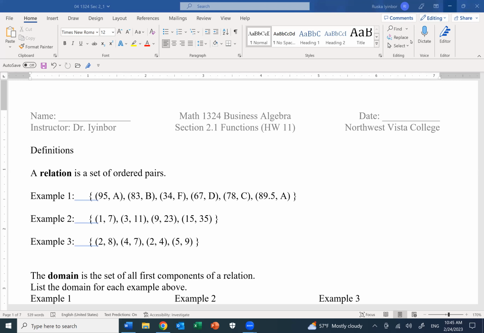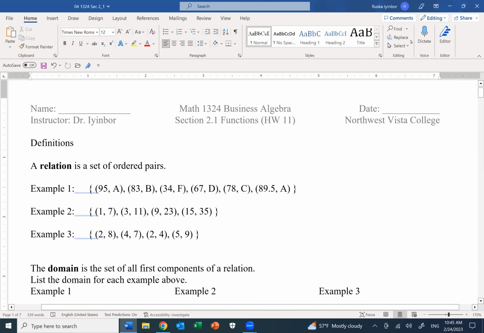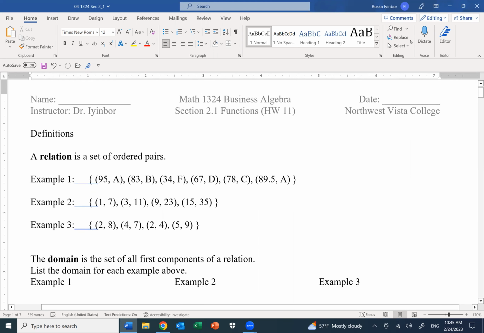Hello class, today I'm going to go over section 2.1, which is the basic definition of function, finding the domain of a function, and evaluating a function. This is homework 11 on your homework and assignments. First I'm going to go over a few definitions, and this handout will be available for you, so you can review it later.